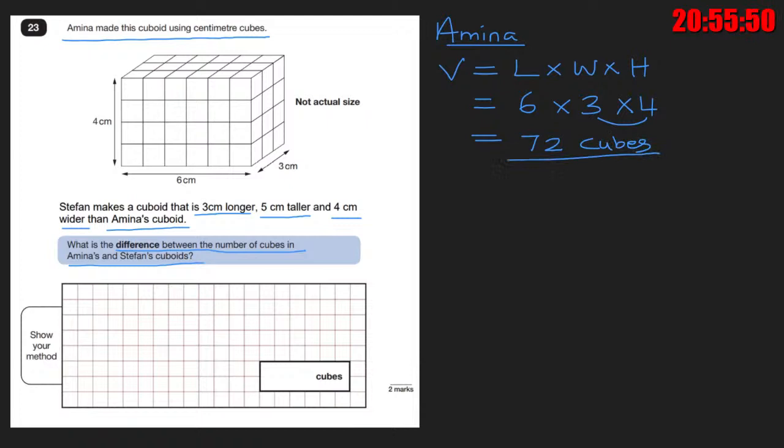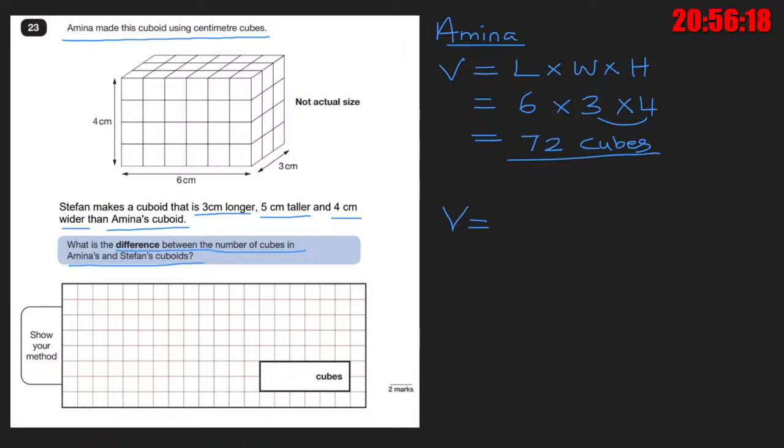However, this question is similar to the 2019 paper, and you need to understand this. We made a little trick on this question. It's not exactly that every side is added by 5. So when you are reading the question, please make sure you read it carefully, because the volume for Stefan's cuboid is different.